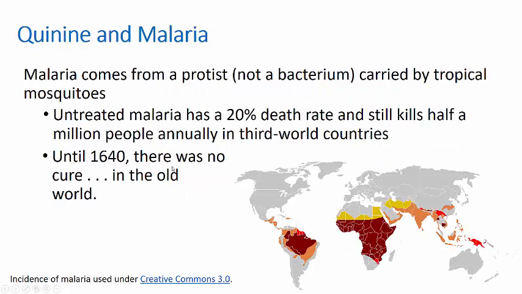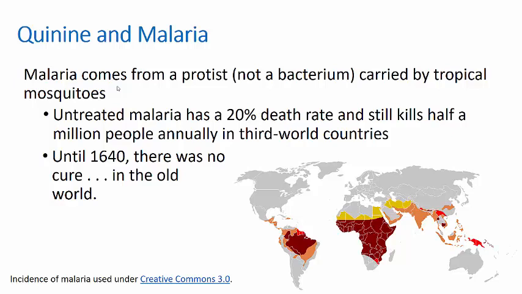Now, let's talk about quinine and let's talk about malaria. Okay, so first off, malaria. So where does malaria come from? It comes from a protist. All right, so that's not a bacterium, that's not a virus. Okay, it's a eukaryote. You know how fungi and protista are both eukaryotes? Malaria comes from a eukaryote, and it's carried by some very specific tropical mosquitoes.